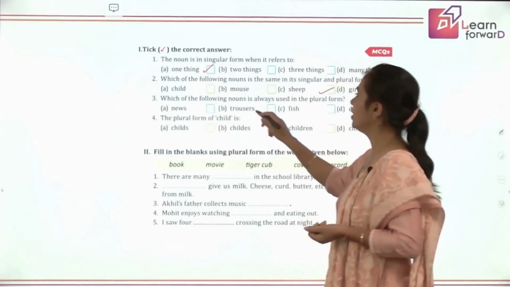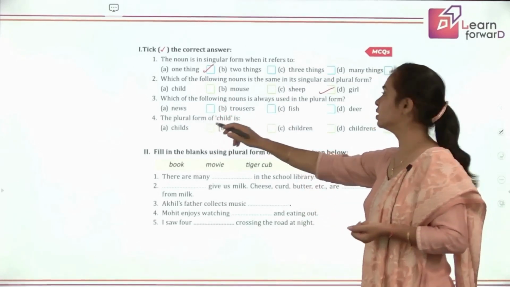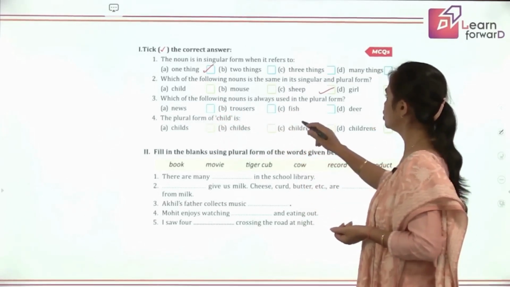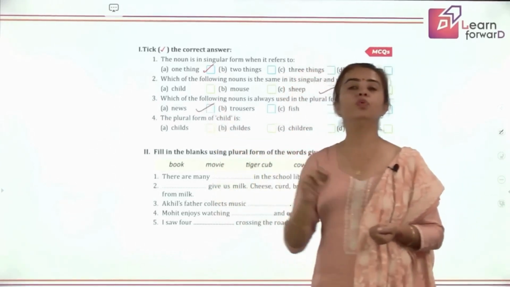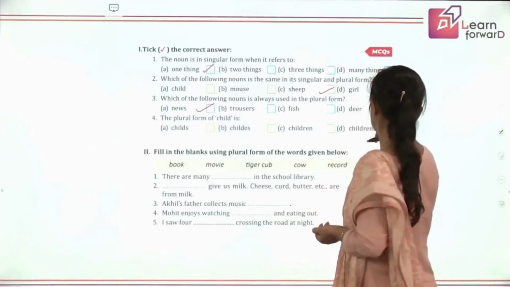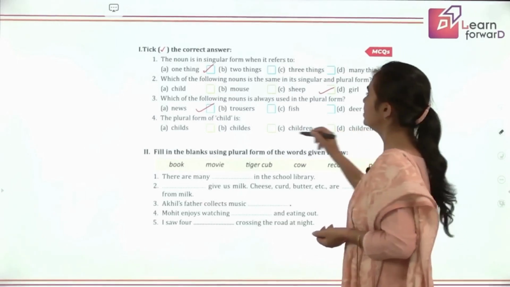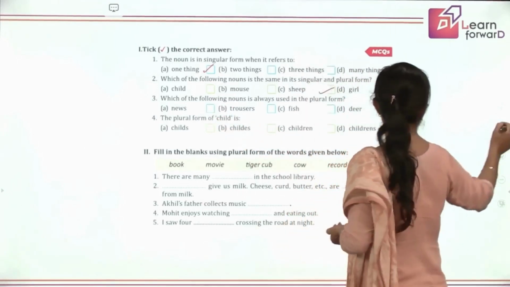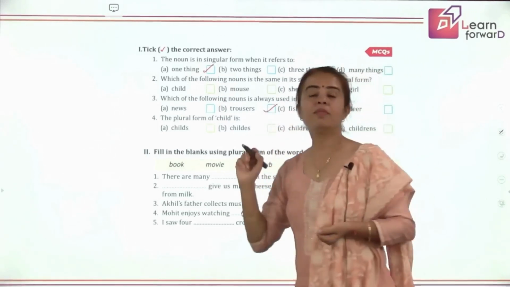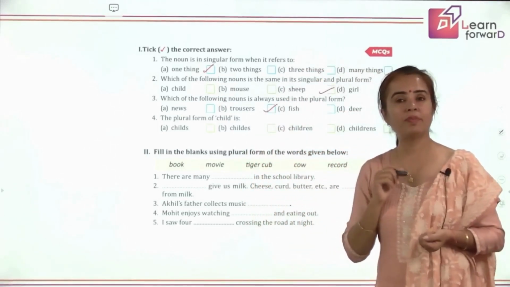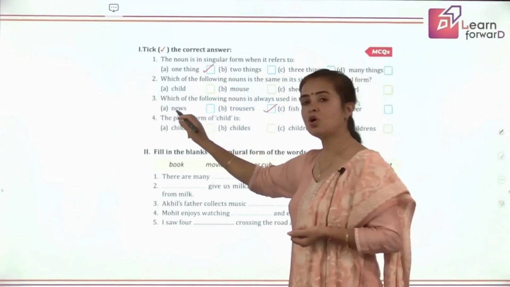Which of the following nouns is always used in plural form? News, trousers, fish, or deer. Wait, this is used in singular, sorry. Trousers is used in plural. My trousers are short. My trousers are tight. We don't say my trousers is tight. News is always used in singular.